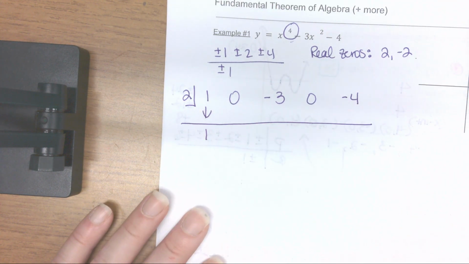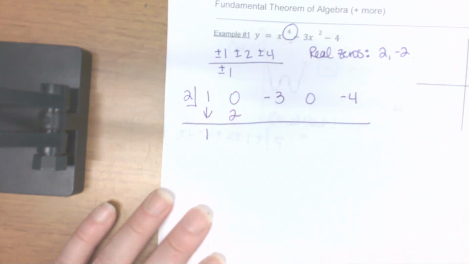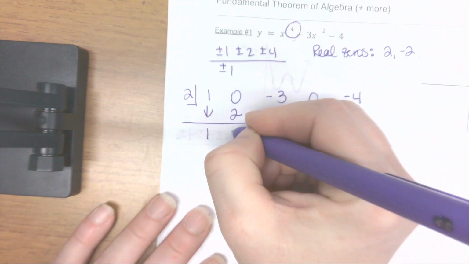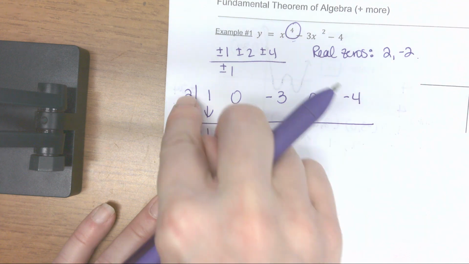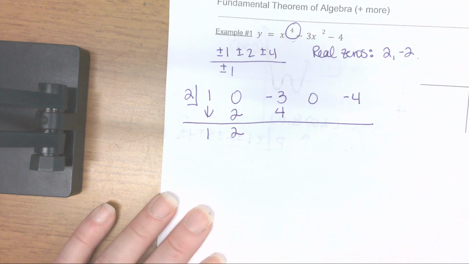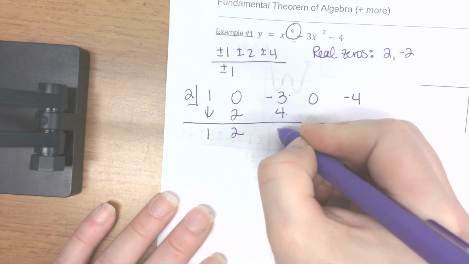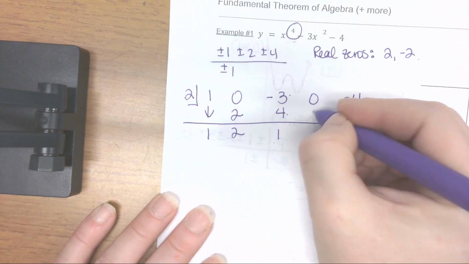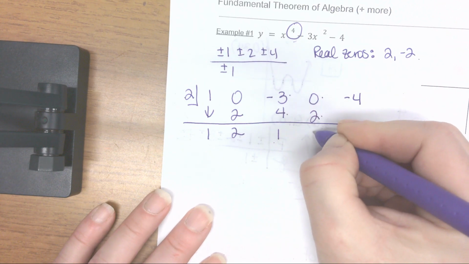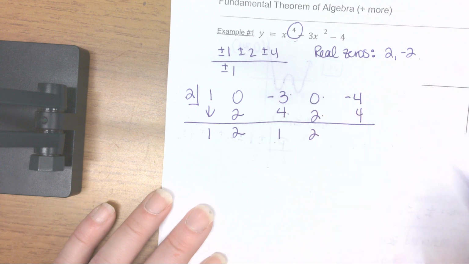We have a 1 down there. 1 times 2 is 2. 0 plus 2 is 2. 2 times 2 is 4. Some of you are done already. Okay, phew. Did you get a remainder of 0?